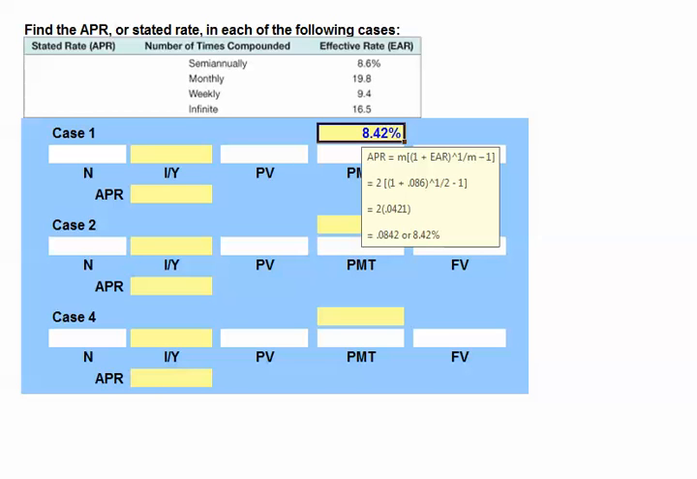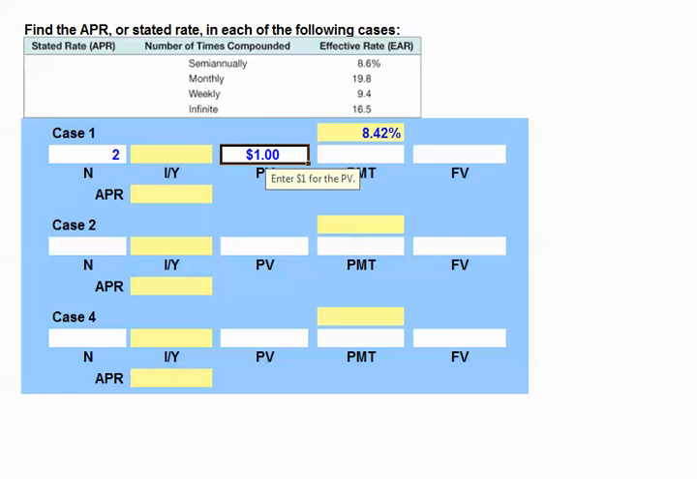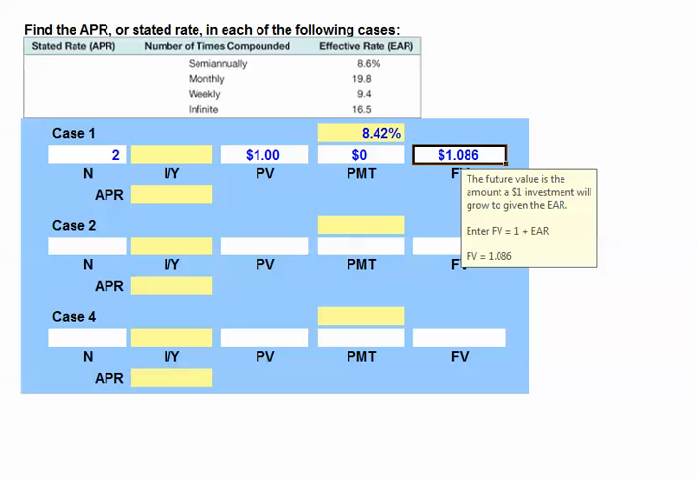We can also solve this using our financial calculator. Since we have semi-annual compounding, we'll put 2 for the number of compounding periods. We begin with an initial investment of $1, and we'll put 0 for the payment since the payment field is only for use with annuities. We want to know how much our $1 investment today will grow to in 1 year if we have an 8.6% EAR with semi-annual compounding. We will enter 1.086 for the future value.